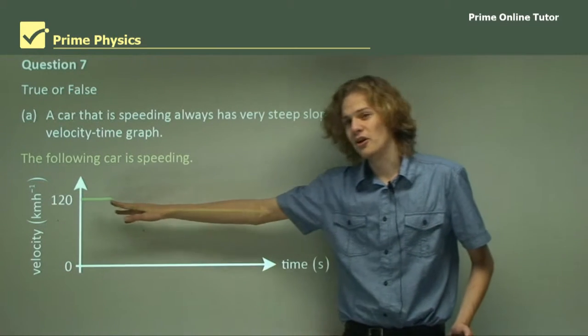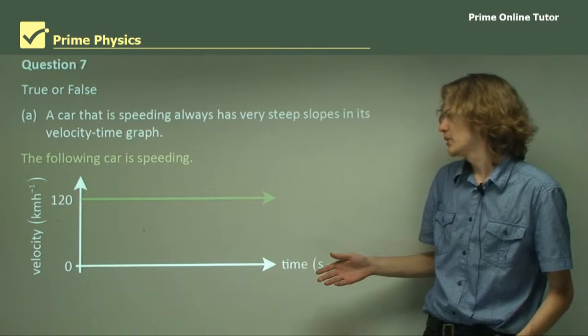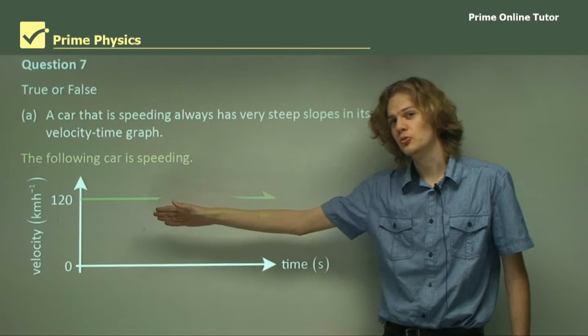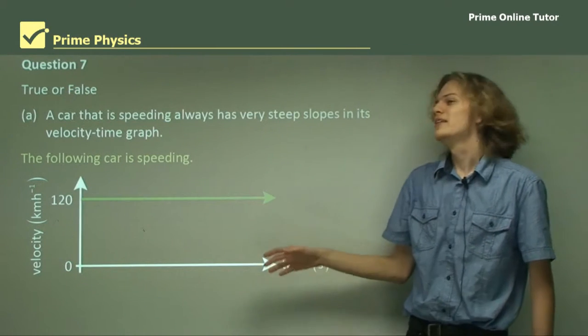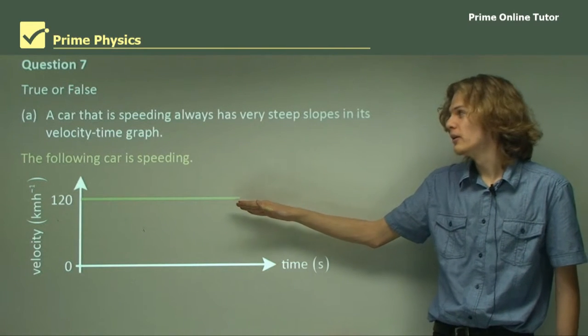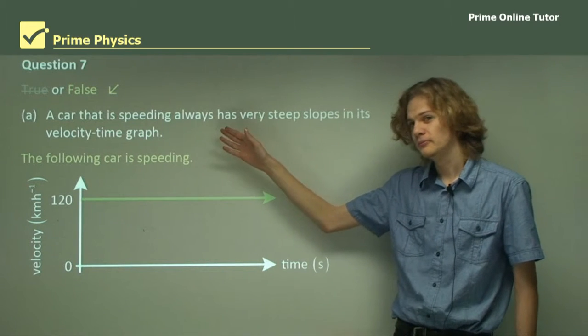It is moving at 120 kilometers per hour, which obviously is above the speed limit, and the line is flat, which means that its speed is constant at 120 kilometers per hour. So we can see that even though there are no steep slopes in this graph at all, the car is still speeding. And so we find the answer to this is false.